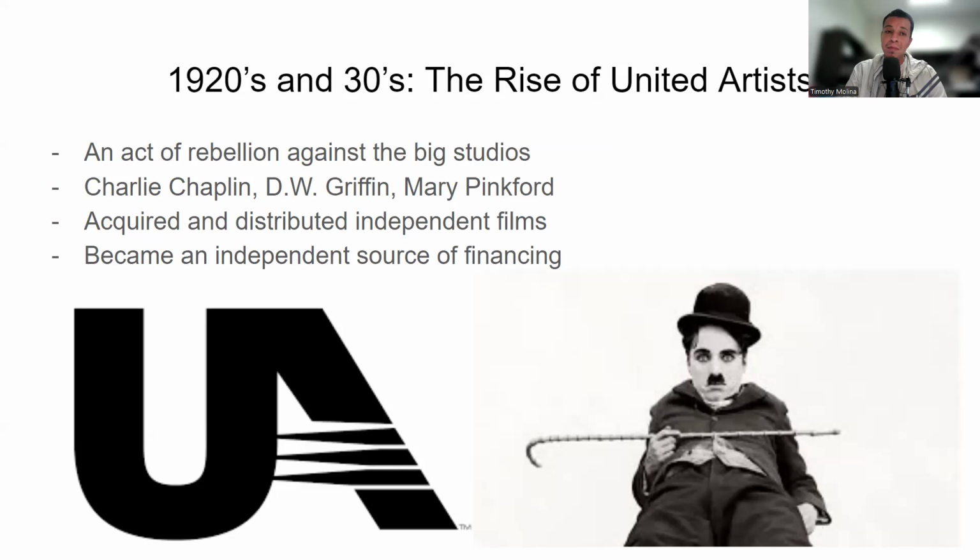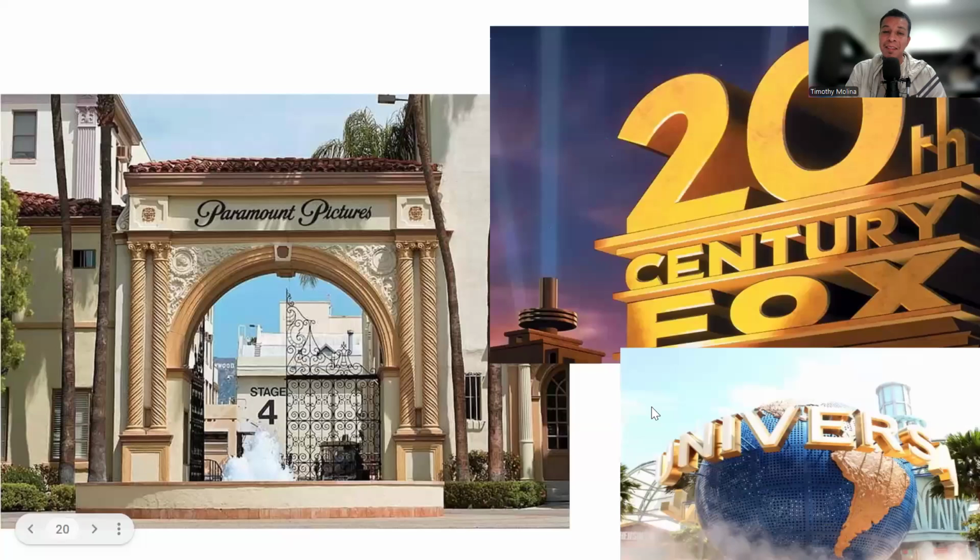So that made up Charlie Chaplin, D.W. Griffith, Mary Pickford. They all created the United Artists Consortium, a group of people who were acquiring and distributing independent films to challenge the mainstream type of films that were being created at the time. And so they became an independent source for financing of other small films. So this is the hidden history behind Charlie Chaplin that we don't know.